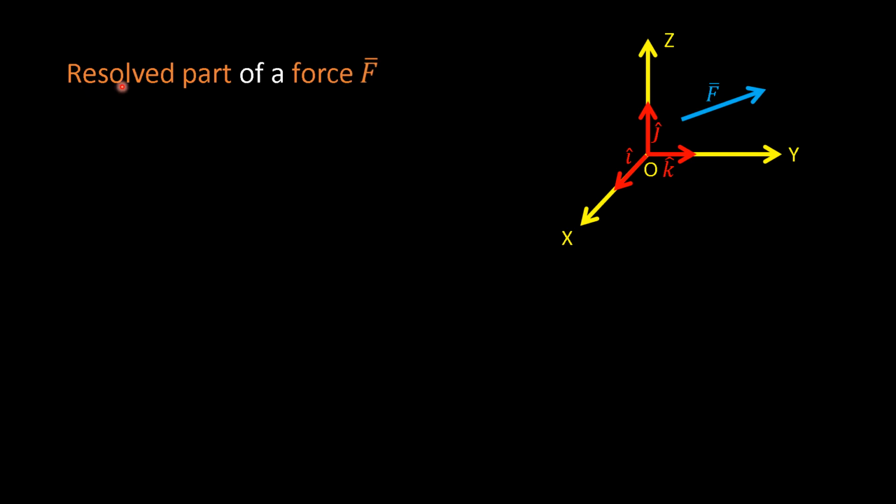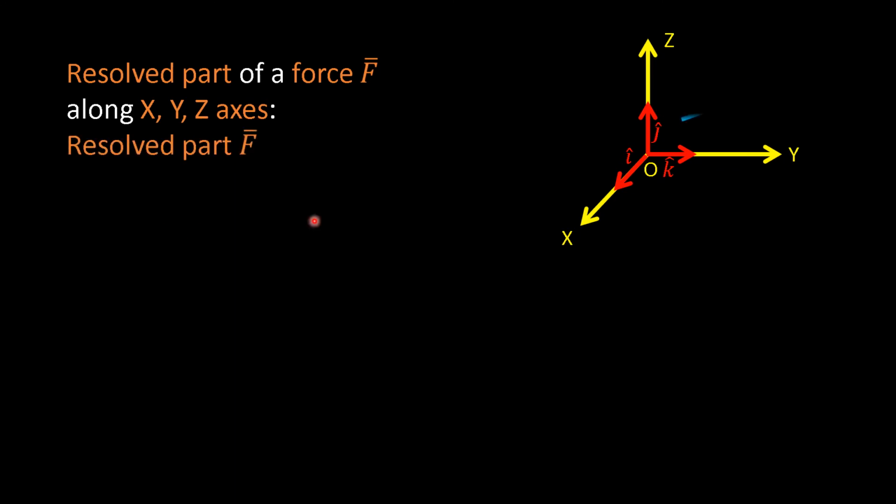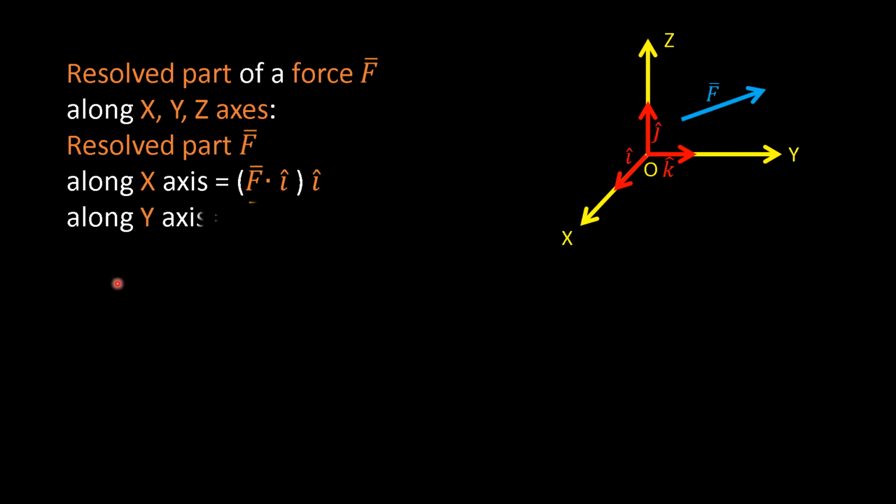What will be the resolved part of a force F bar along x, y and z axis? Resolved part of F bar along x-axis will be F bar dot I cap times I cap. Along y-axis will be F bar dot J cap times J cap. And along z-axis will be F bar dot K cap times K cap.